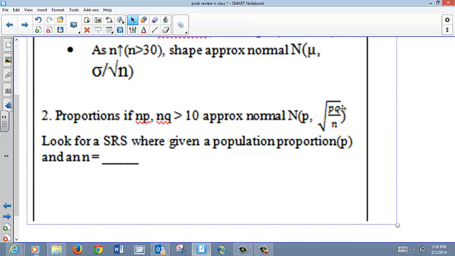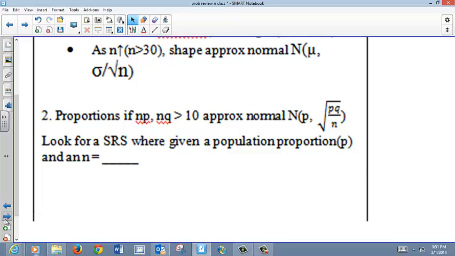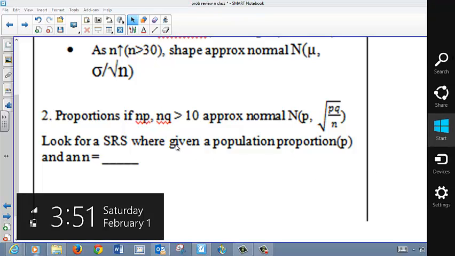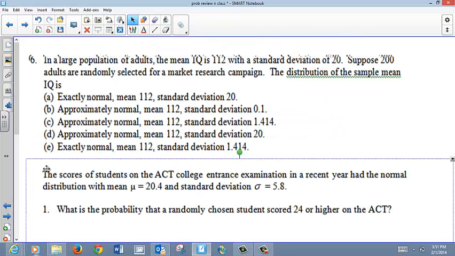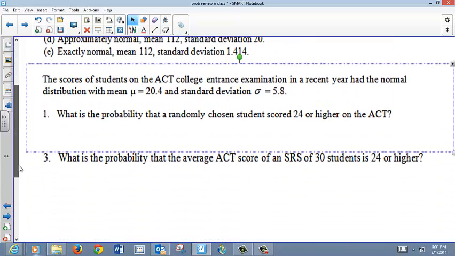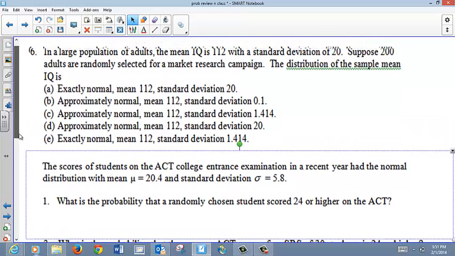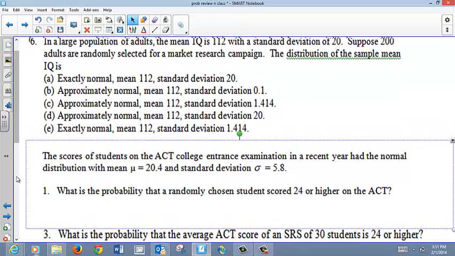You'll be looking for a simple random sample where you're given a population proportion and again an n value. These problems are pretty rare with the proportions. We'll use them a lot for inference, but they're rare by themselves. Central limit theorem and mean problems are much more common. So try number 6 and down here number 1 and 3. These are all sample mean problems. Pause.